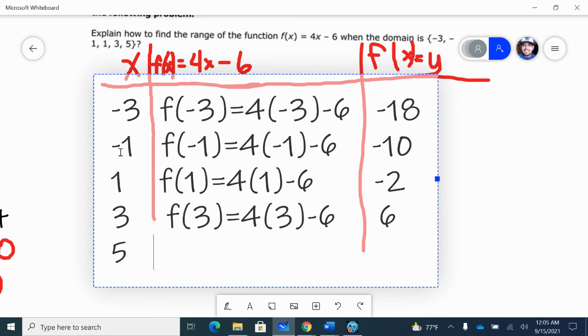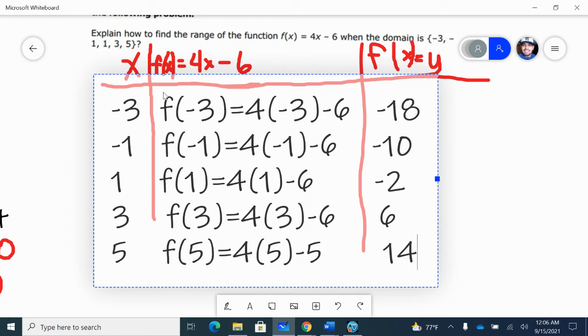And lastly, f of 5 equals 4 times 5 minus 6, which gave me a 14. Again, some people had some great answers, but it's not specifying. It says explain how to find the range. So again, you could have done this, and this exactly told me in terms of a table what you did, how you do it. How do you find the range from the function?